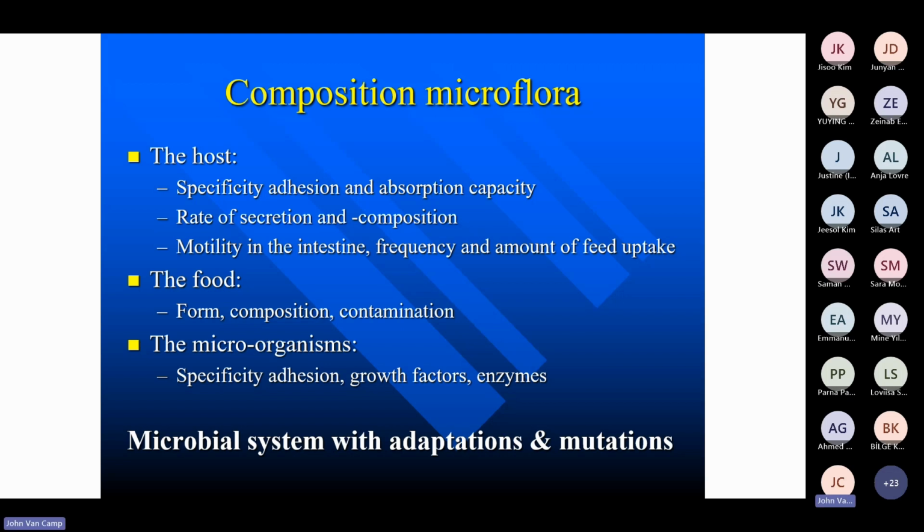And then finally, we have the microorganisms themselves, which also need to have specific adhesion positions. Otherwise, they cannot interact with the adhesion positions of the host. Some of these bacteria need growth factors. A good example is bifidus, which is commercially available in the supermarket. You can buy these types of products that are enriched in bifidus. But the bifidus bacteria is an anaerobic bacteria. So strictly anaerobic, it can only grow and develop in anaerobic conditions, so without oxygen.